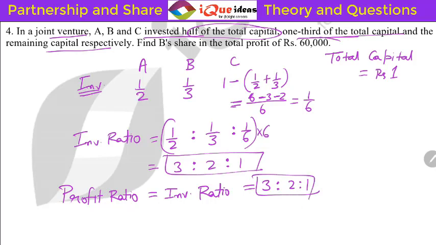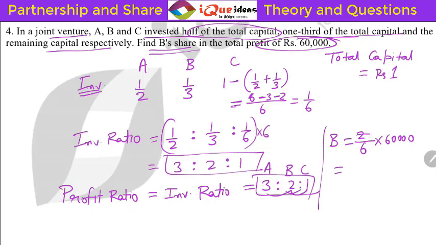The total profit is 60,000. Question is find B's share. So you can find the share of each one. As of now, we'll just find the share of B, and that will be equal to 2 divided by 3 plus 2 plus 1, that is 6, into 60,000. So very clearly you can see 2 by 6 is 1 by 3, 60,000 by 3 is 20,000 rupees. Alright. So this again was a direct question.